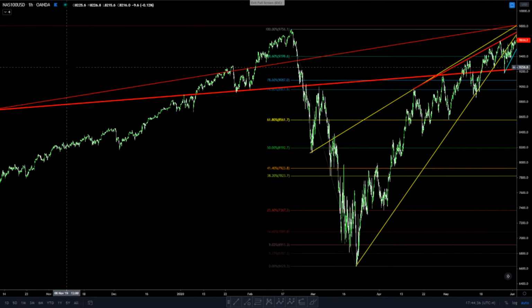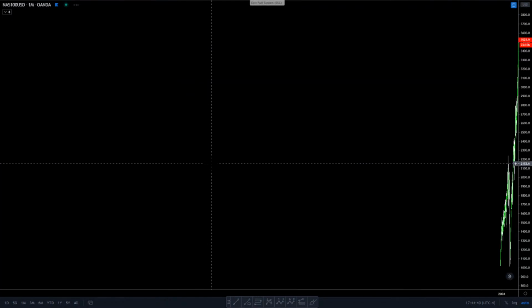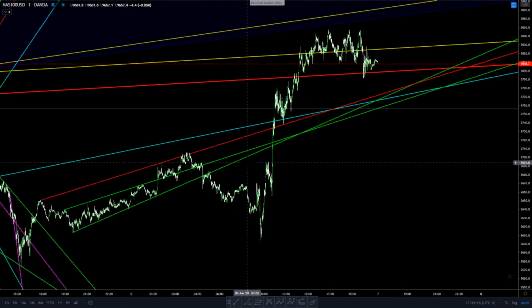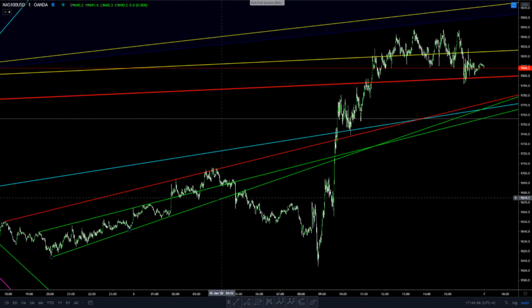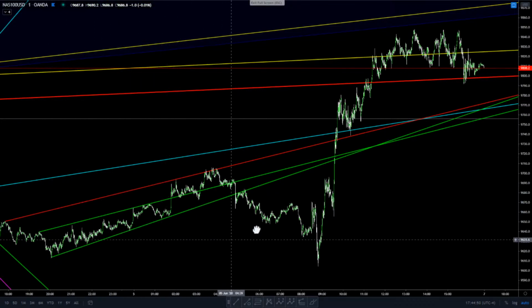We're watching these lines basically. So let's take a look back at the 1 minute here. Okay, gotcha. And what we have here is our previous consolidation.